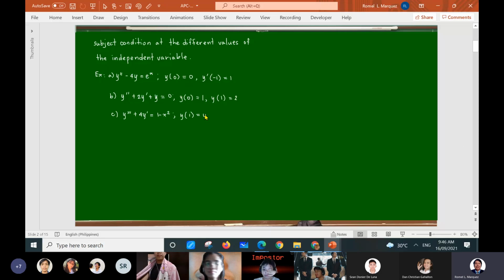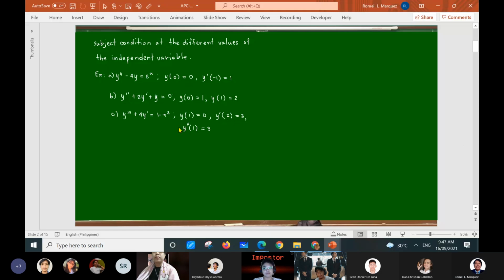When x is, let's say, 2, the value of y prime is equal to 3. And when y is equal to, let's say, 1 again, the value of y double prime is equal to 3. Look at the conditions. Although there are two identical values of x, there are at least two that are not the same, considered a boundary value problem.